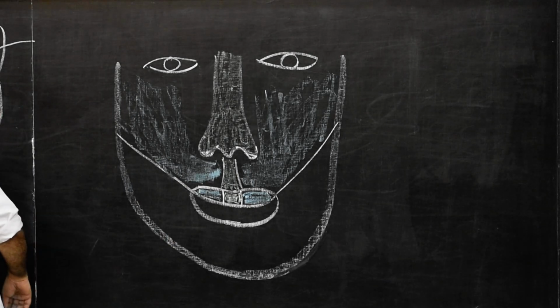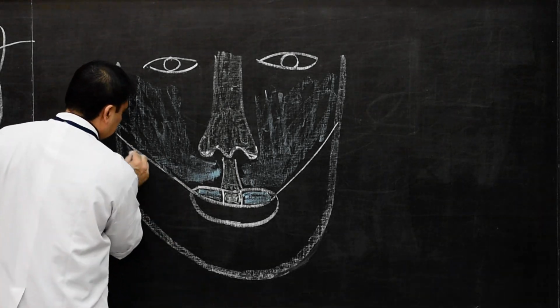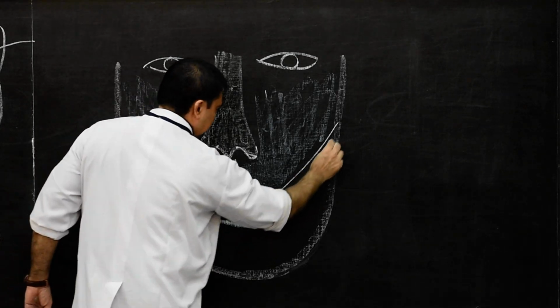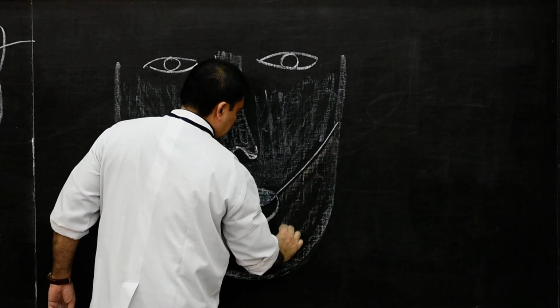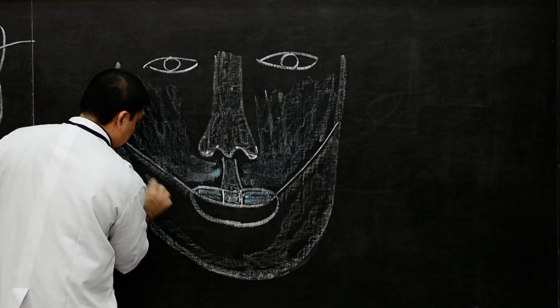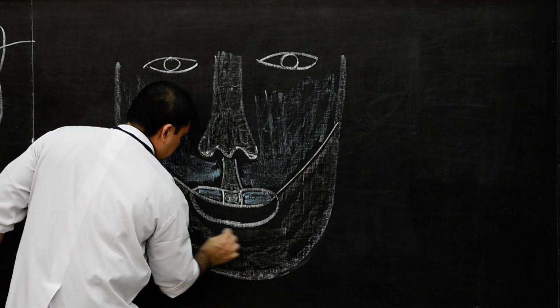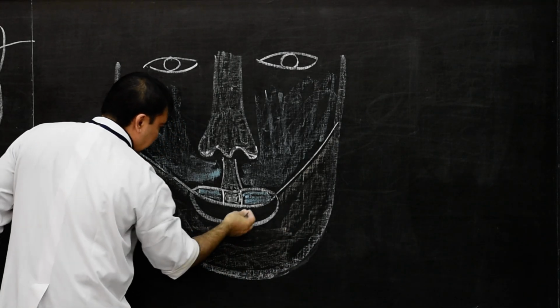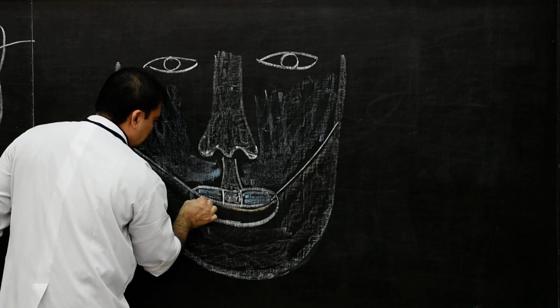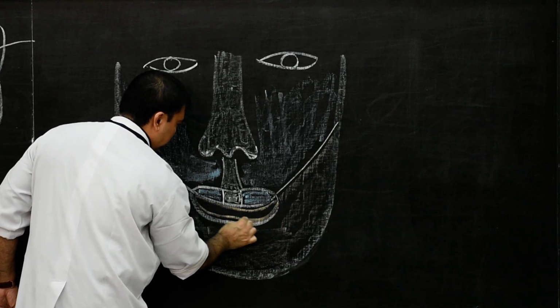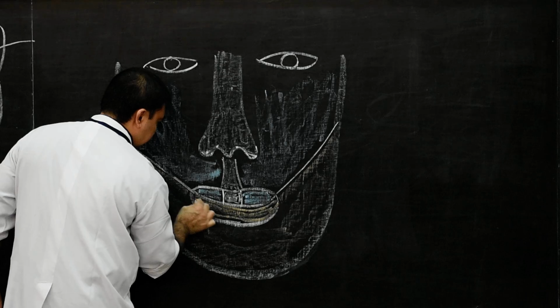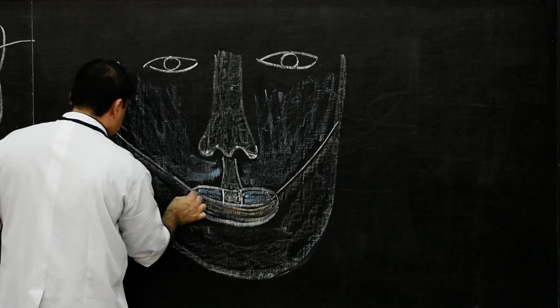Now the lower part. In the lower part, we will straight away go to the mandibular portion. This is how the mandibular portion will develop. And what about the lower lip? The entire lower lip will develop from mandibular process. This completes our development of face.